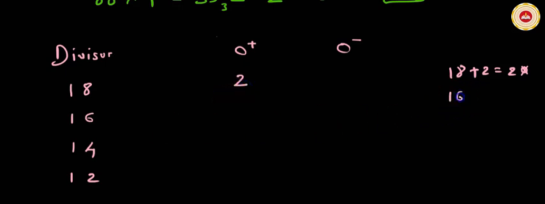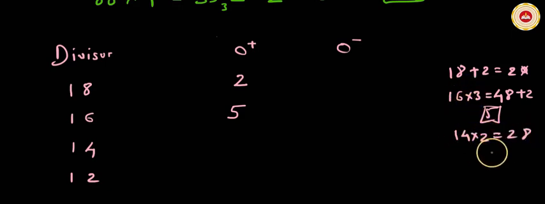16. See, 16 multiplied by 3 is 48 plus 2 is 50, that means 5 is positive osculator for 16. 14. What about 14? 14 multiplied by, to get 8 in the units place, that is 2 plus 2, that is 30, that means 3. Okay, so 3 is positive osculator for 14. What about 12? 12 multiplied by 4 is, add 2, you get 50, neglect 0, that means 5.